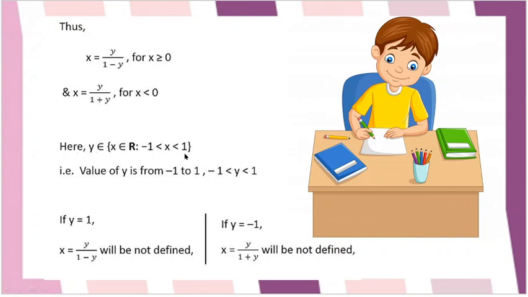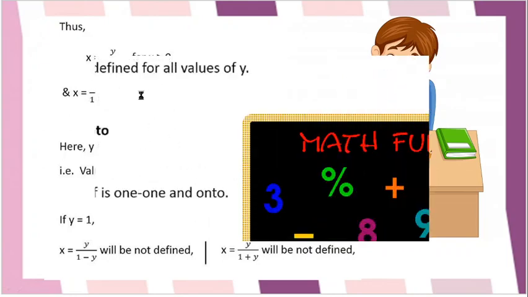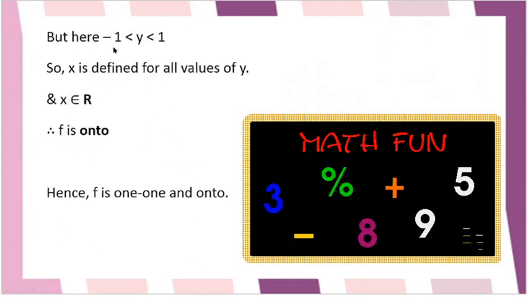Here y belongs to this set. Value of y is greater than minus 1 and less than 1. If y is 1, then this function will not be defined. If y is minus 1, then this function will not be defined. So here in the question it is given that y is neither equal to 1 nor equal to minus 1. It is greater than minus 1 and less than 1. So definitely this function is defined. So x is defined for all the values of y, and x belongs to real number. So this is an onto function.